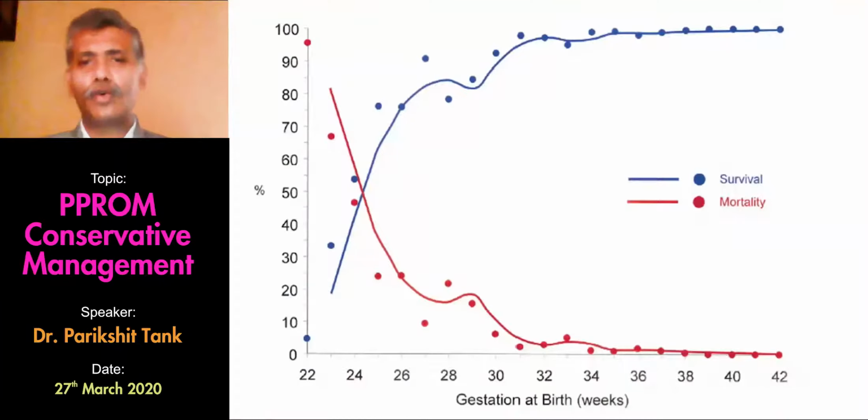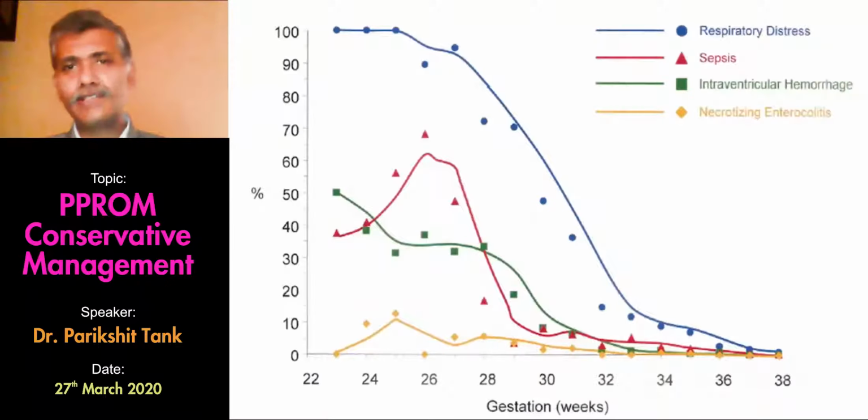We all know that the biggest determinant of the survival of the preterm baby is the gestational age at which the child is born. As the gestational age advances, the survival improves, mortality falls, and so does almost every morbidity that is related to preterm births, especially respiratory distress and necrotizing enterocolitis.